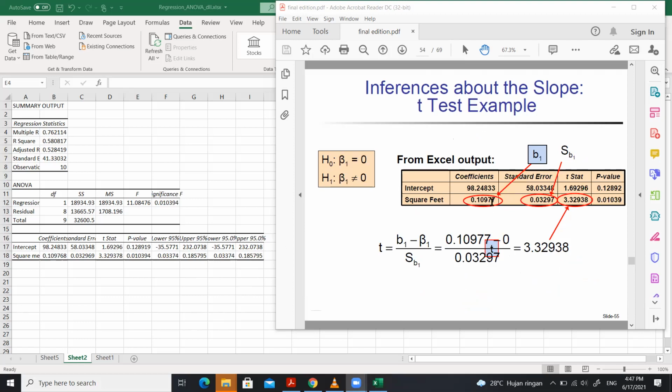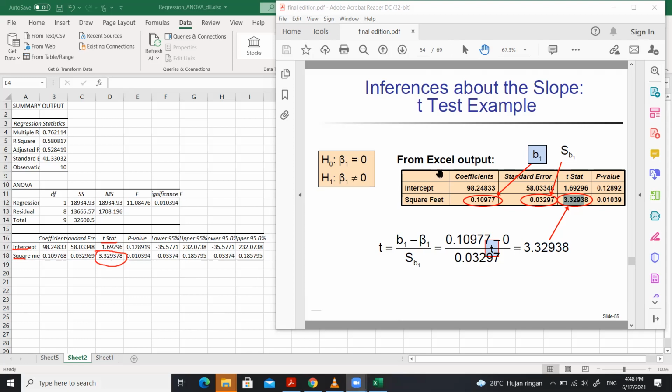You can see here, this is beta 1 and this is SB1, and then you can see the result of the t test. Actually, we can pick up from this value here. So you can see the tables. The t test means the test for the t distribution. This is for the slope, and this is the intercept. For the slope, we have 3.3 for the t value.